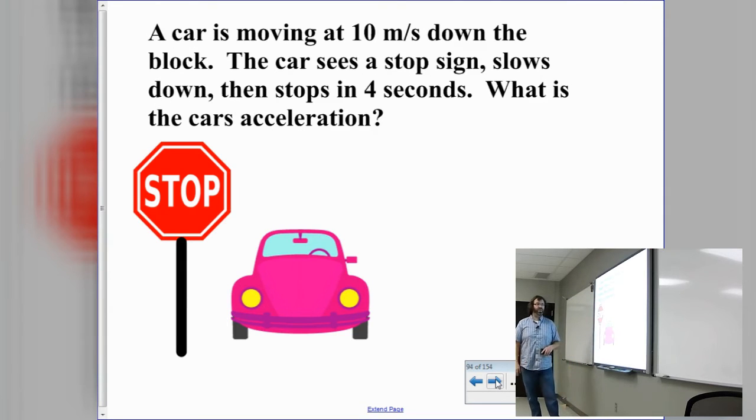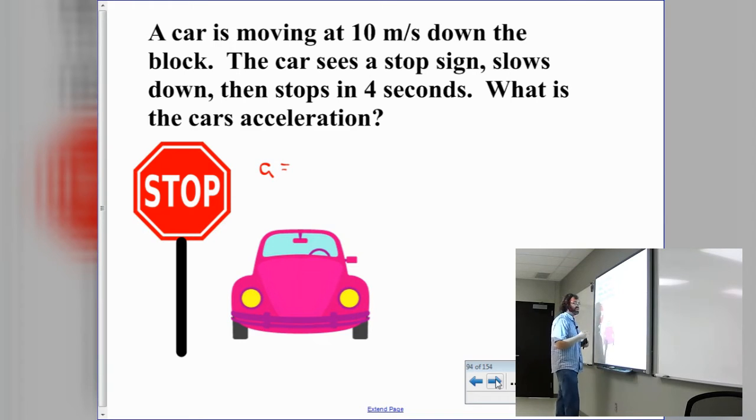One more question. The car is moving down the block at 10 meters per second. It sees a stop sign, slows down, and then stops in 4 seconds. What is the car's acceleration? So this is a great example of what will end up being a negative acceleration.